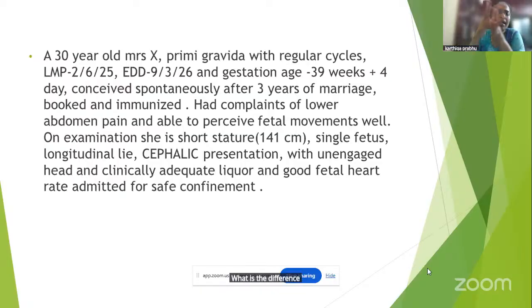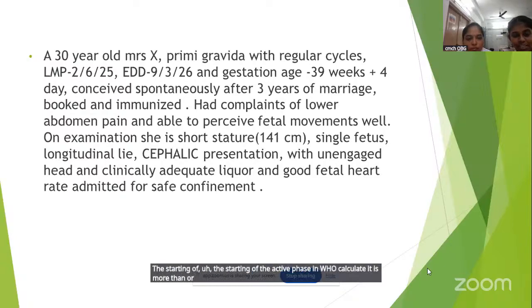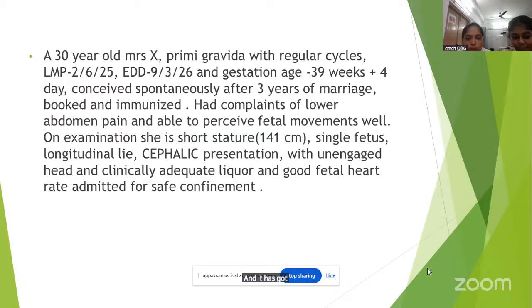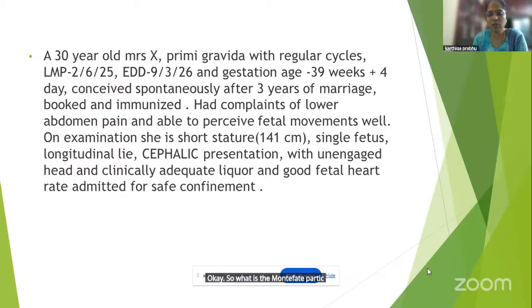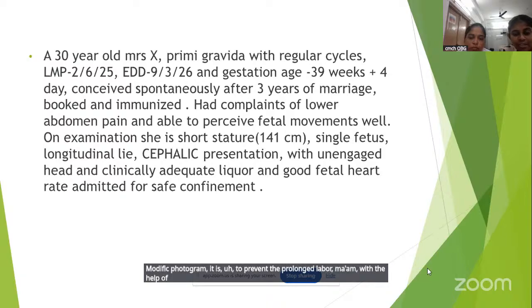What is the difference between the WHO labor care guide and the modified partogram? The start of the active phase in the WHO care guide is more than or equal to 5 cm dilatation, and there is no alert or action line, ma'am. It has supportive care with shared decision making, and second stage monitoring is well covered in the labor care guide, ma'am. Okay. So what is the modified partogram? It is to prevent prolonged labor, ma'am, with the help of alert and action lines. The active phase starts at more than or equal to 4 cm dilatation with maternal and fetal monitoring.